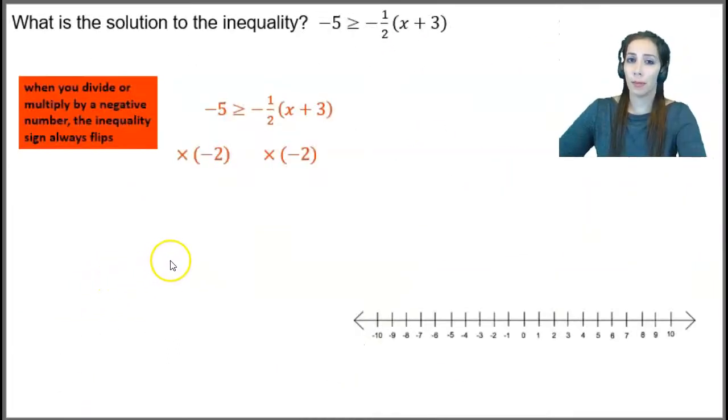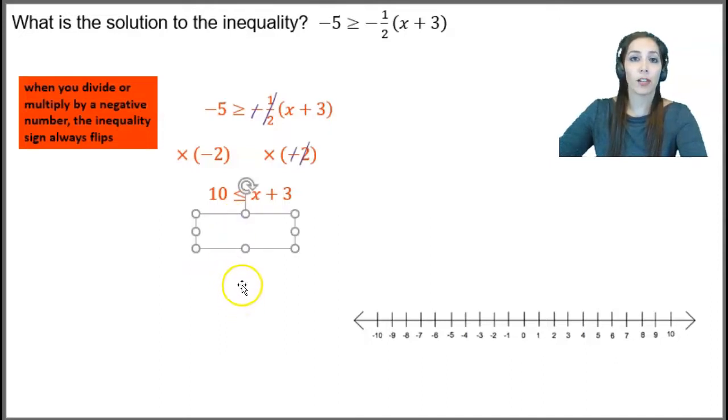So now that we're multiplying by that -2, and remember when you divide or multiply by a negative number, the inequality sign always flips. So since we are multiplying by that -2, our inequality sign is going to flip. So notice that the sign did flip, and then we just did -5 times -2 is +10. And over here, negative and the negative become a positive. 1/2 and 2 are inverses, so they cancel each other out. So I have 10 ≤ x + 3.